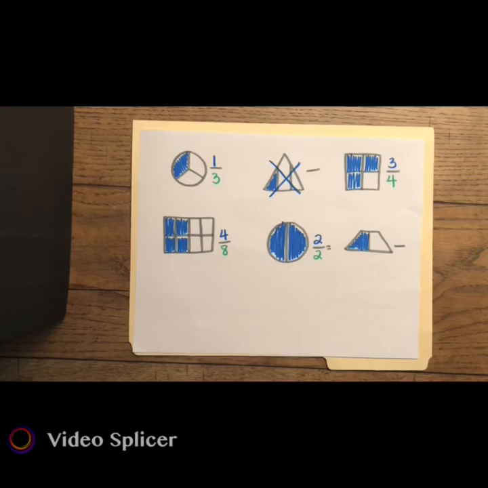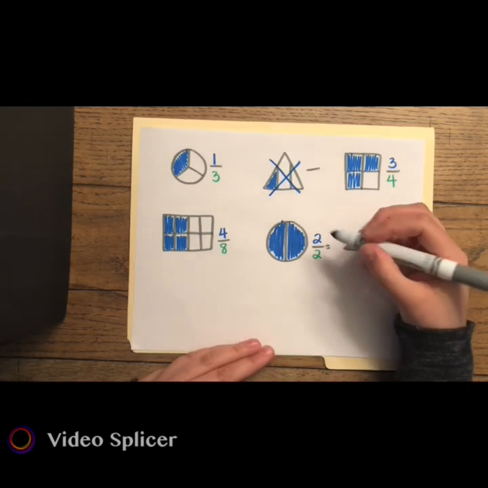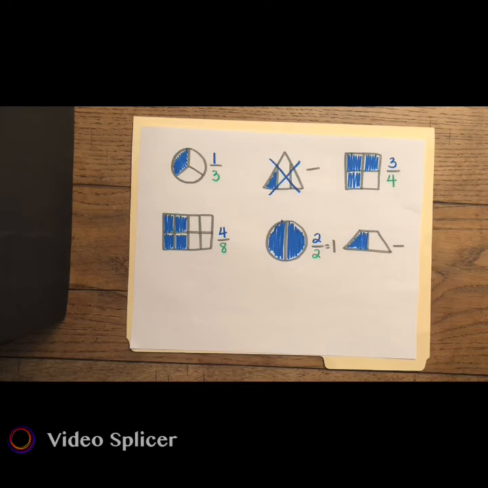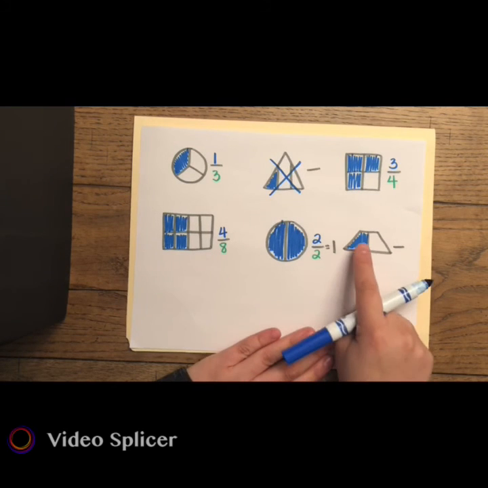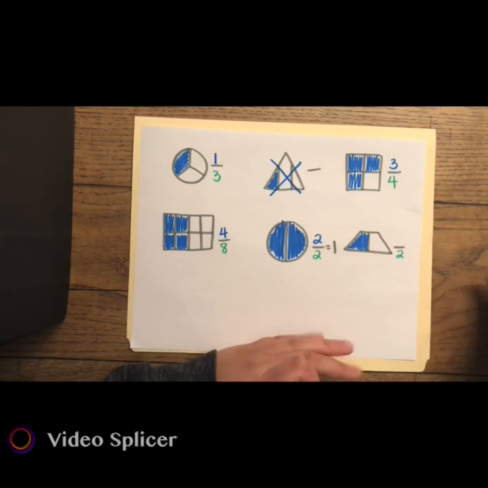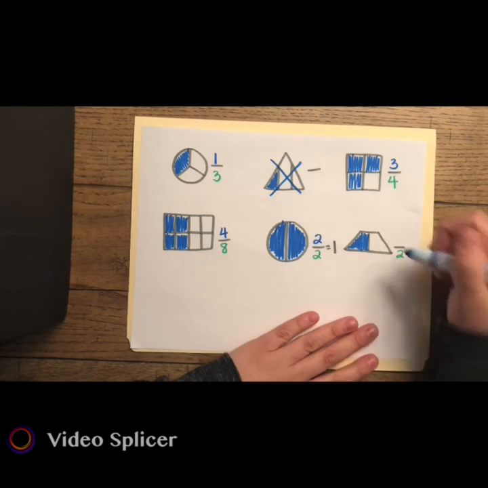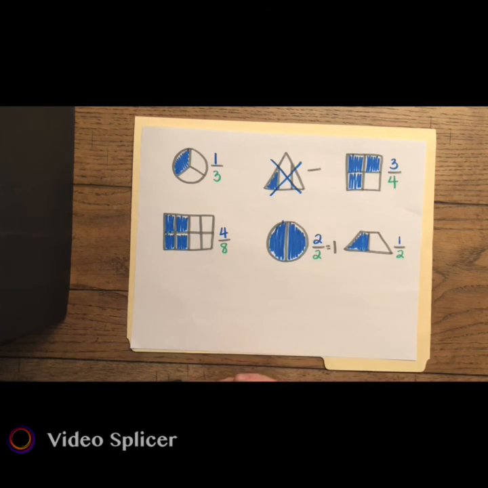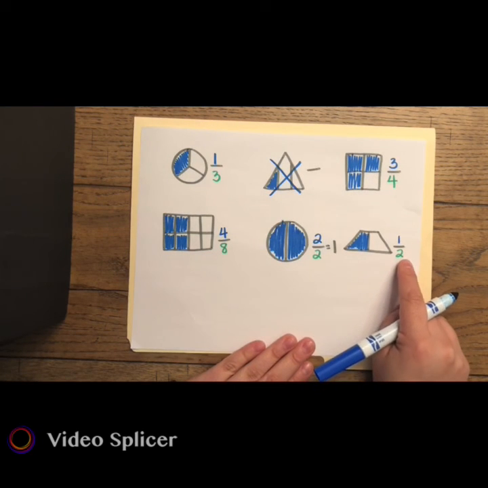I could also say that this is equivalent to 1 whole. When I look at this next shape, I can see that it's cut into 1, 2 equal pieces, so my denominator is 2, and my numerator is 1 because there's only 1 piece shaded in, so I would say 1/2.